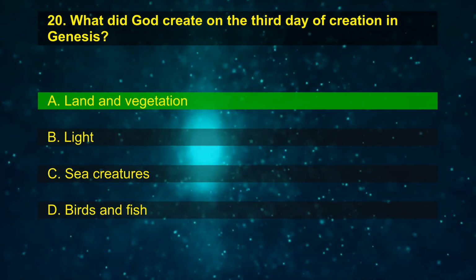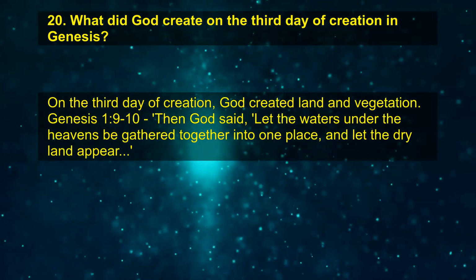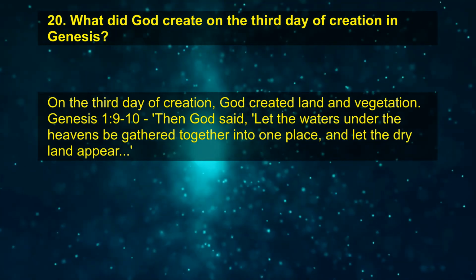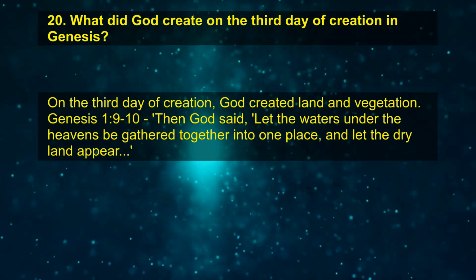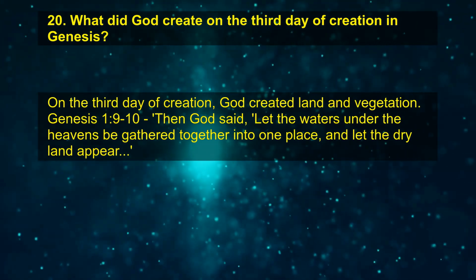Right answer is A. Land and vegetation. On the third day of creation, God created land and vegetation. Genesis chapter 1 verses 9-10. Then God said, "Let the waters under the heavens be gathered together into one place, and let the dry land appear."